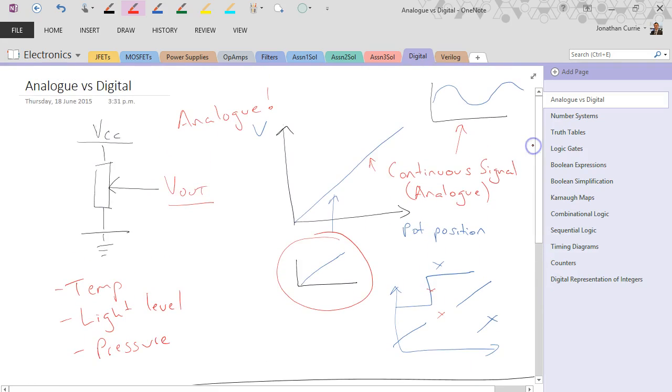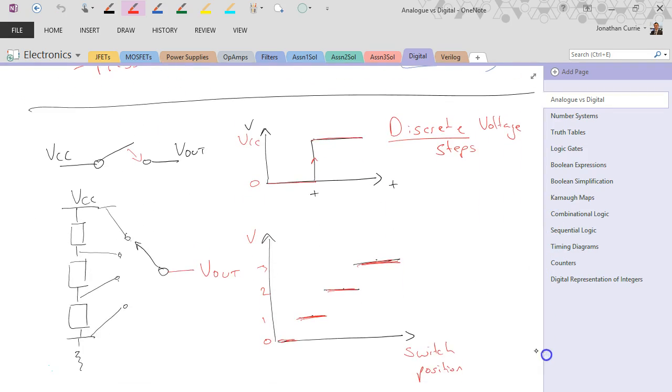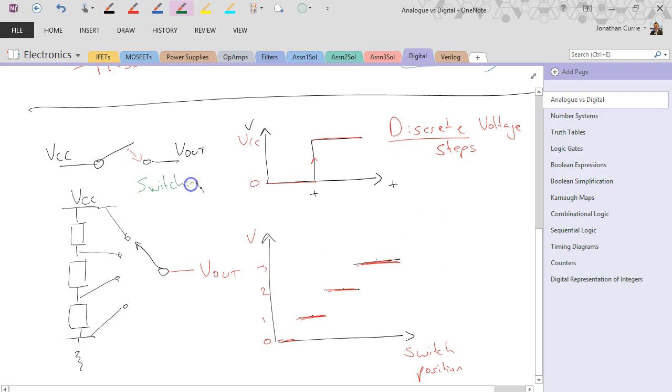So, analog, continuous signals, even if you zoom in on that little bit there, it would still be continuous. Things like temperature, light level, pressure, voltage, current are all continuous quantities versus digital, which has discrete steps, with words like switching, numbers, binary, are all discrete or digital terminology.